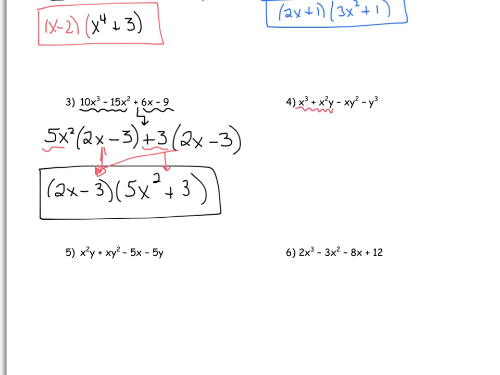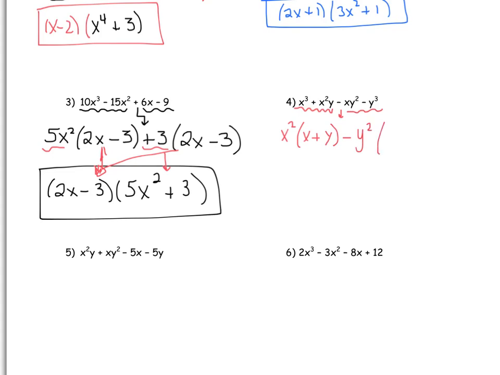So what's the GCF between these two terms? X squared. What am I left with on the inside when I do the division? X to the third divided by x squared is x, plus x squared y divided by x squared is just y. Now I'm going to bring down the minus, bring down the term in the middle, and now let's take the GCF of these two. The GCF of those two I see as y squared.